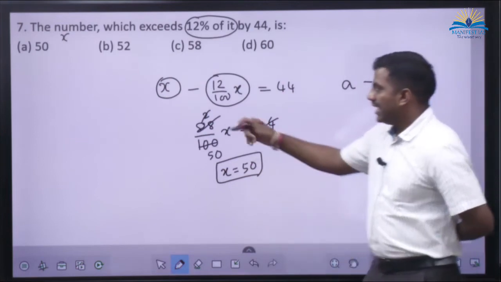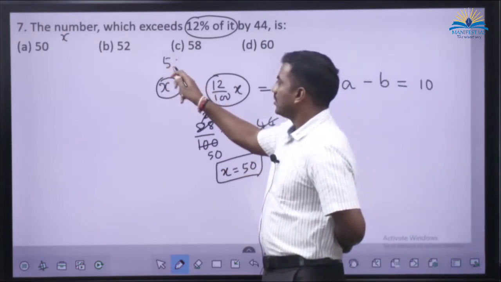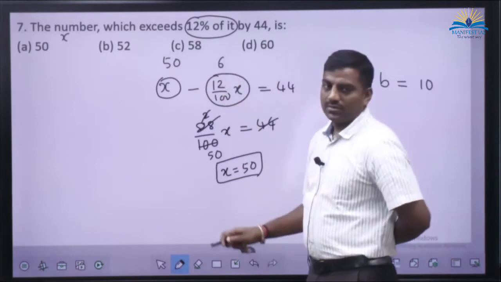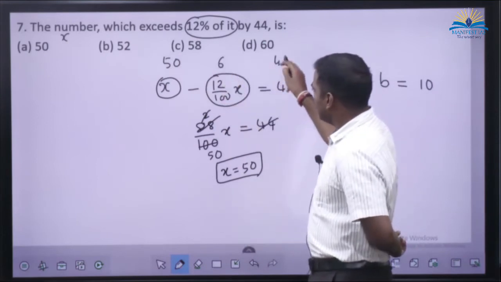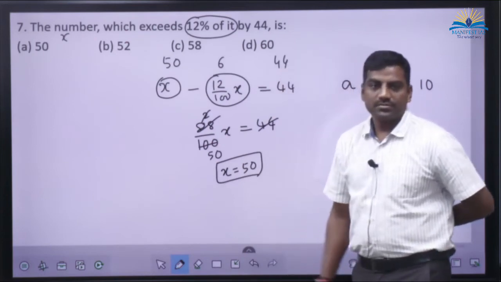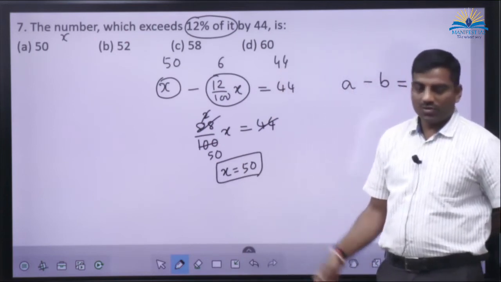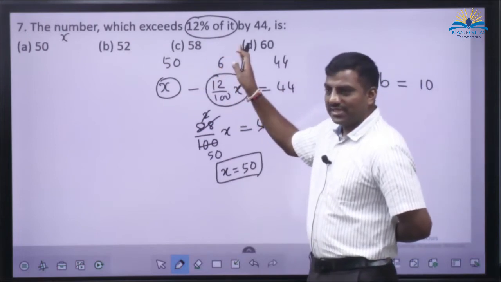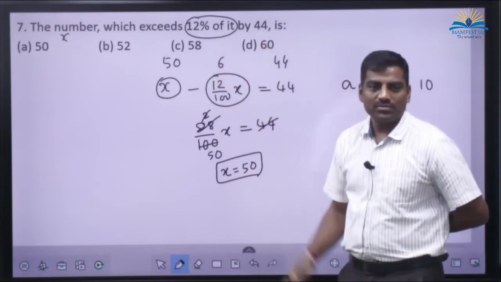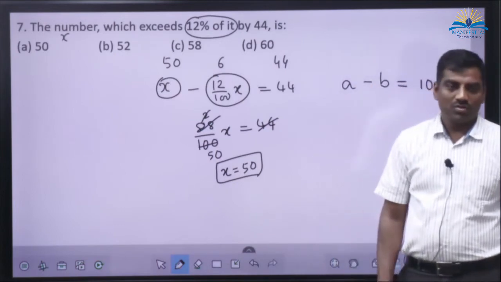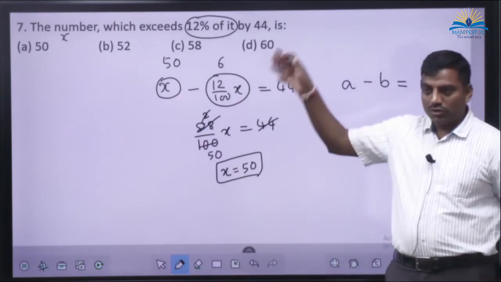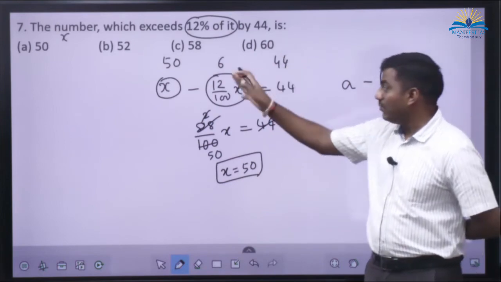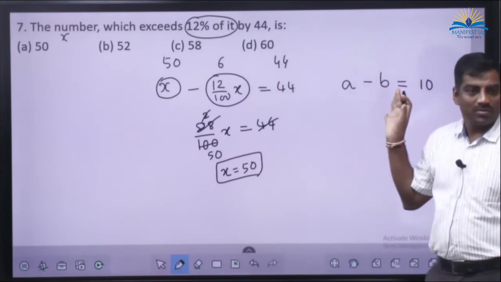Now, X is 50. 12% of X is 6. 50 minus X is equal to... So, this sentence says 50 exceeds 6 by 44. Yeah, I know. If you are introduced to this for the first time, it is difficult. But I have given many clues to you.